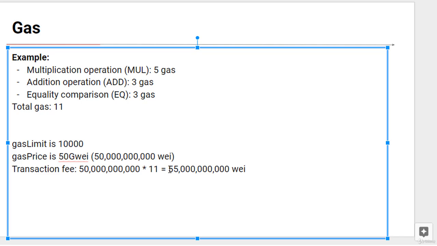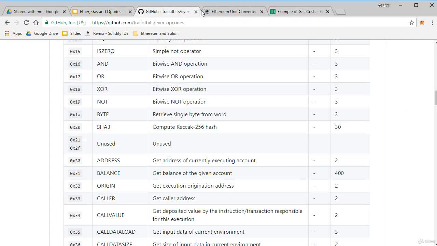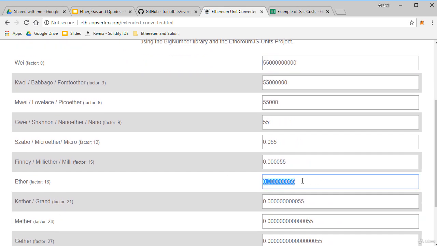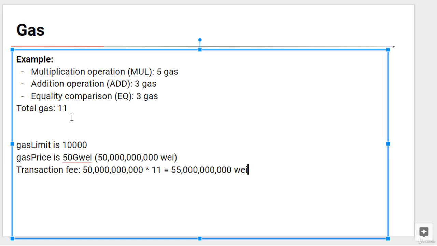How much Ether does this mean? We go now to our online converter and here I write 55 billion wei. The transaction costs this amount of Ether. Okay, this is a small amount because a transaction costs thousands of gas units, not 11. This is just an example to keep the math simple.